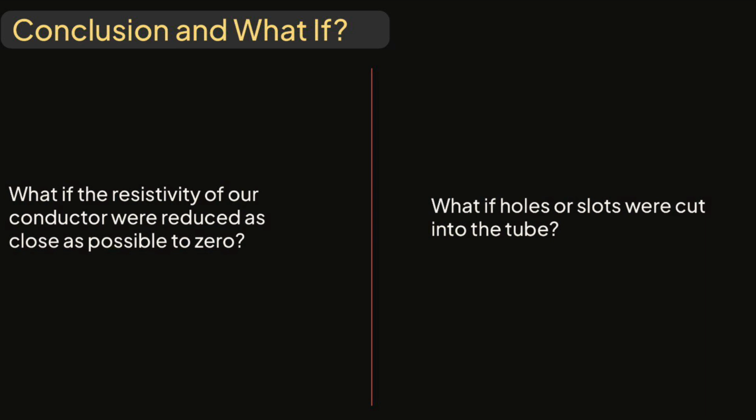Secondly, what if holes or slots were cut into the tube? Cutting slots would physically break the continuous circular paths around the tube. This would severely disrupt or entirely prevent the flow of ring currents along those cut areas, lowering the overall induced current, reducing the total upward magnetic braking force, and causing the magnet to fall through the tube much faster.